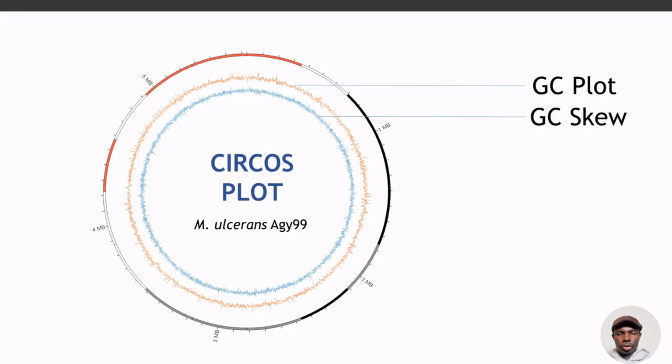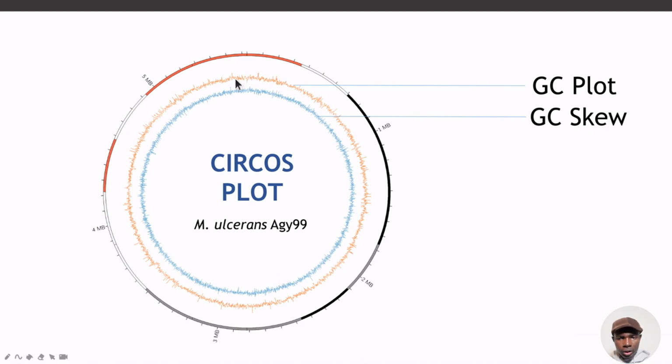In this tutorial, I am going to show you how you can use Circos to visualize a microbial genome. We are going to visualize the GC content, that is this one here, and then the GC skew of a bacterial genome. We are going to use M-Trans AG199. So that's what we are going to do.